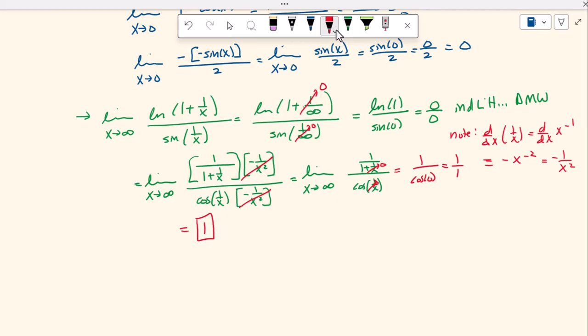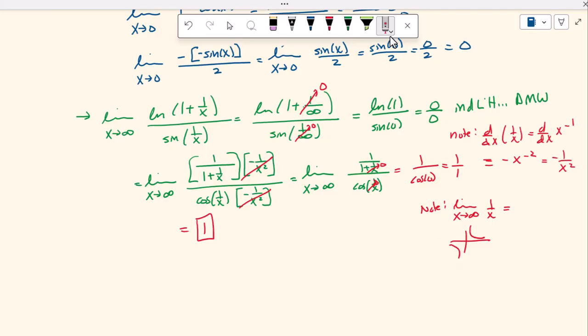So why does the limit as x approaches infinity of 1 over x equal 0? Well, let's think about what the 1 over x graph looks like. As x goes toward infinity, this is going toward 0. And if x is going toward negative infinity, this would also be going toward 0.